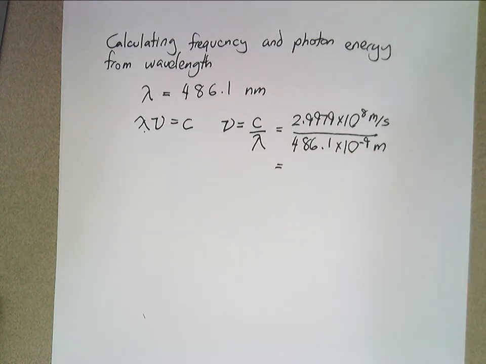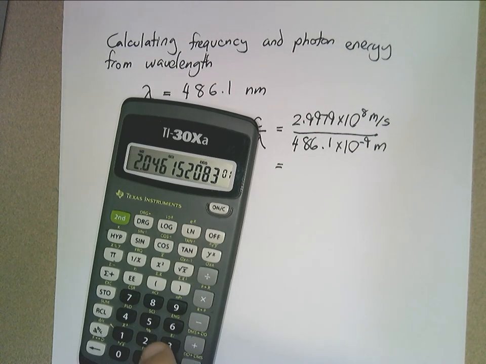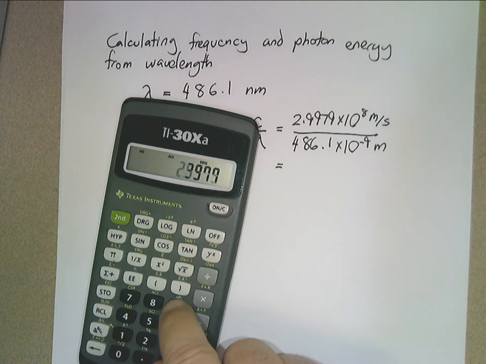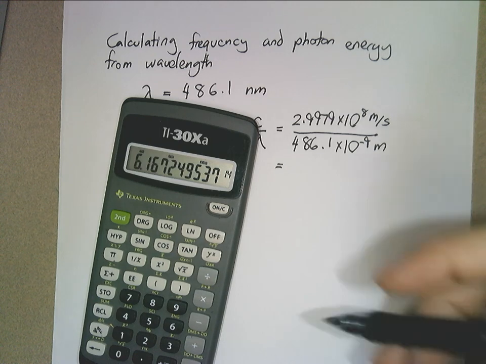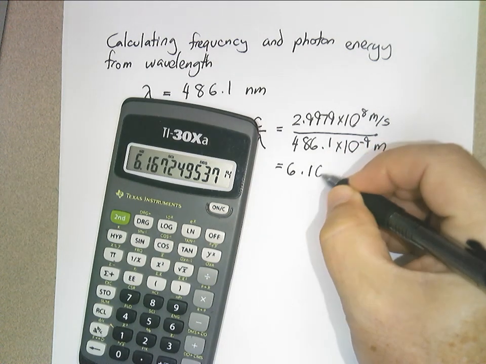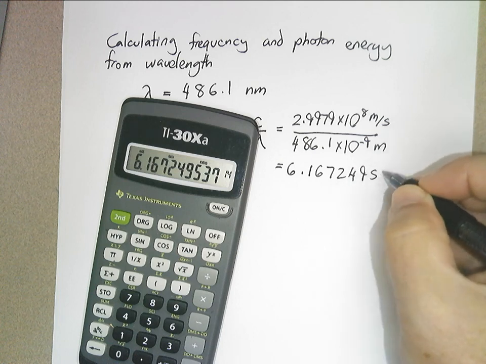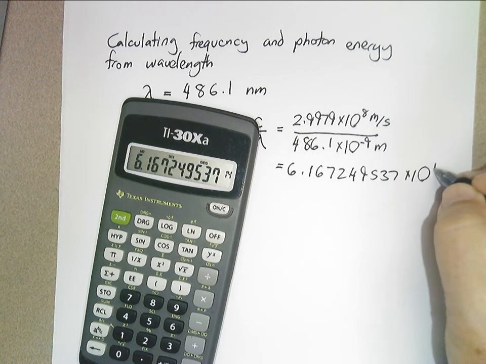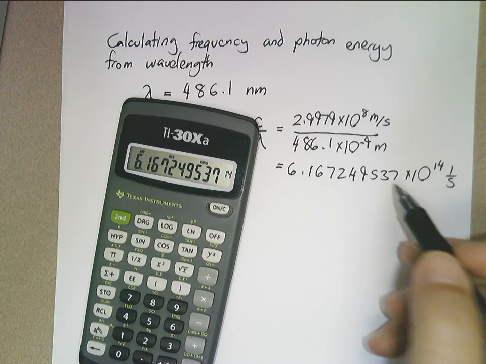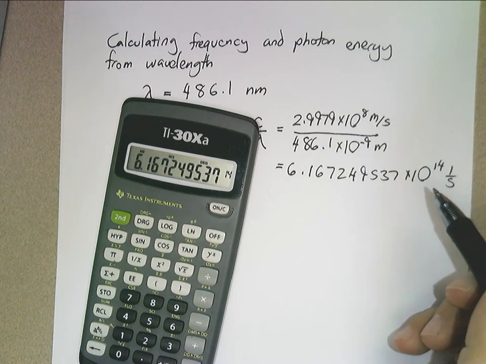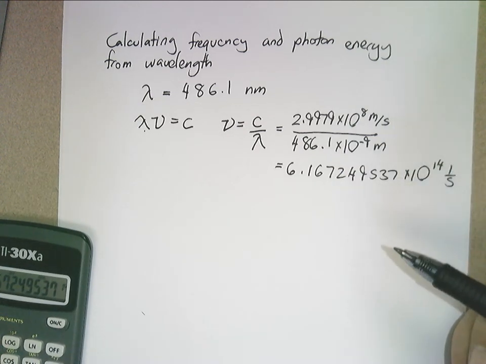So your frequency is going to be, if we key this in, 2.9979 times 10 to the 8th divided by 486.1 EE, that means times 10 to the minus 9, and I get 6.167249537 times 10 to the 14, and my units are going to be 1 over seconds. Alright, I didn't round this off because it's an intermediate result. I'm going to use it now to calculate the photon energy.